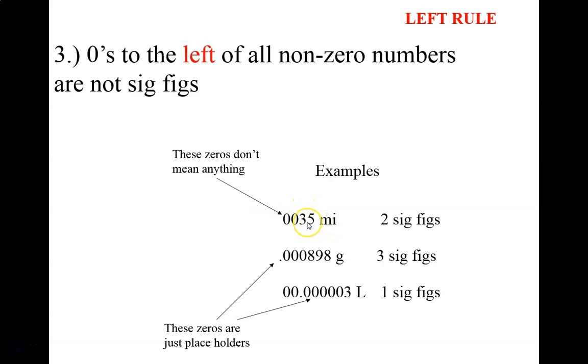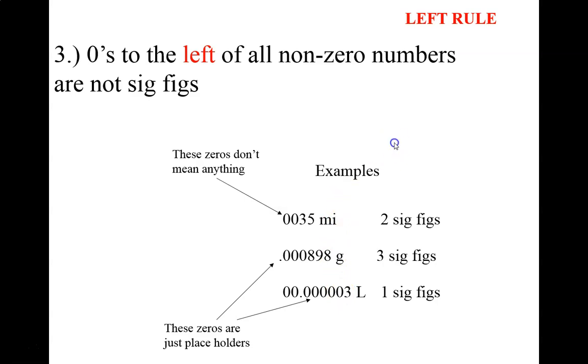The zeros to the left of all the non-zero numbers, meaning the 1, 2, 3, 4, 5, 6, 7, 8, 9s, are never significant. It doesn't matter if they're to the right of a decimal place, and it doesn't matter if they're to the left of a decimal place. Zeros to the left of all the 1, 2, 3, 4, 5, 6, 7, 8, 9s are never sig figs.